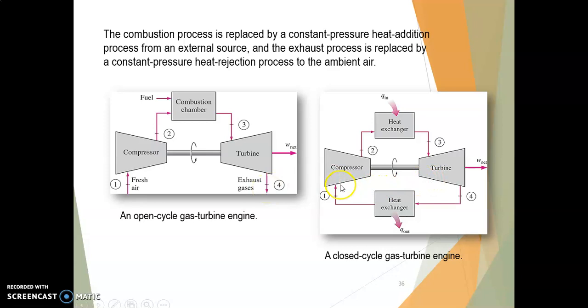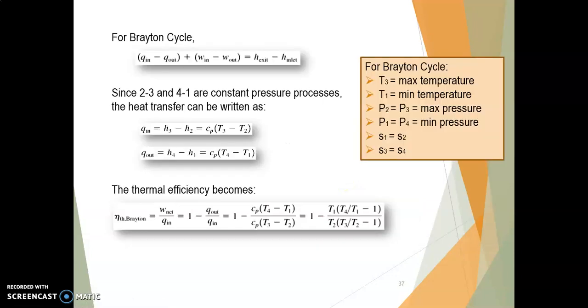While in the closed system, the gas moves inside the compressor, then inside the heat exchanger, where it gains some heat, then moves to the turbine. From the turbine, we rotate the shaft to get the net work output, then the gas moves again to a heat exchanger, which is not available in the open system. In that heat exchanger, we release the heat to the outdoors, then the gas returns back to the compressor as a closed system.